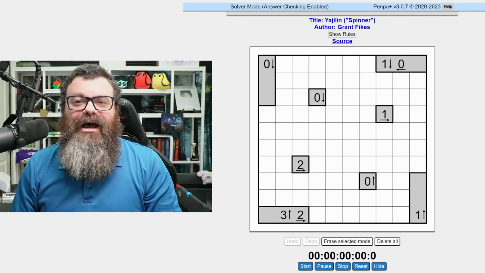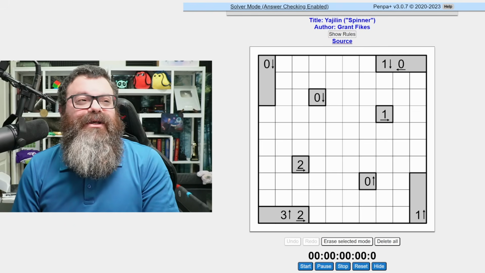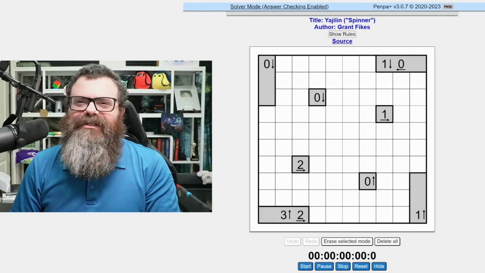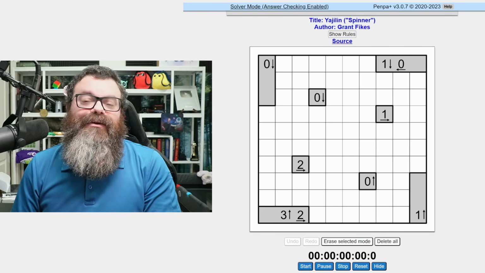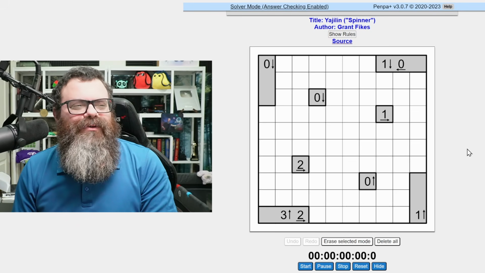Hello, let's play a Yajilin puzzle. This one's called Spinner. It's by Grant Fikes, and I sourced this from GM Puzzles. There is a link in the description. I'm going to go over the rules.